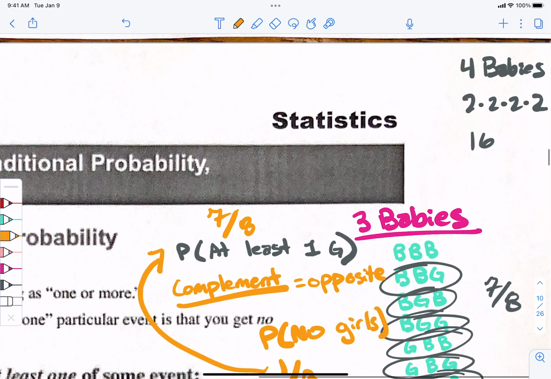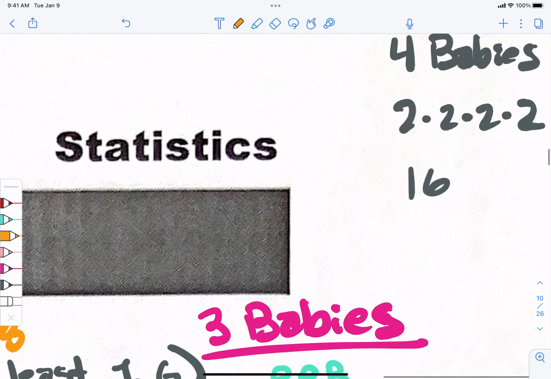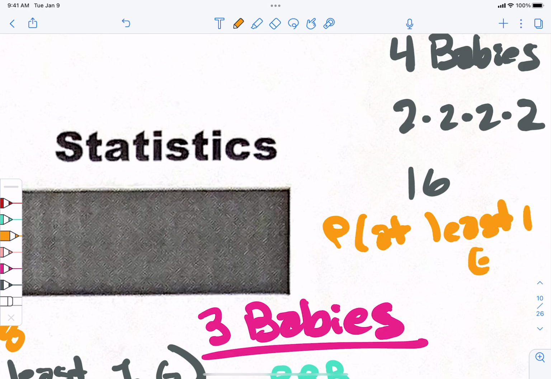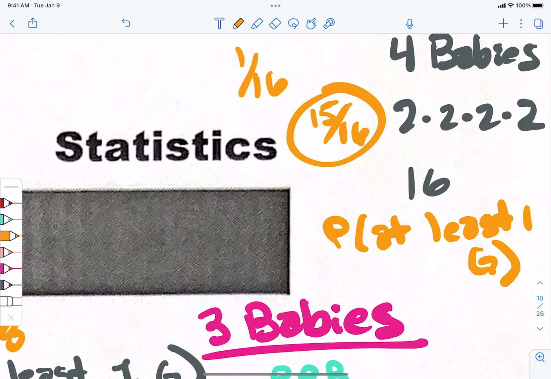So let's go up here and say I have 4 babies. We know there's 16 combinations. And I say the probability of at least 1 girl. Now you know the rule, right? How many combinations out of those 16 won't get me at least 1 girl? 1 out of 16, so how many will give me at least 1 girl? 15 out of 16. Do you see how that works? We do the opposite and then we subtract, right?